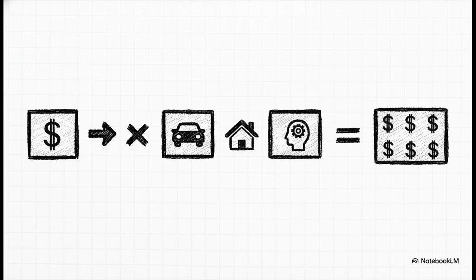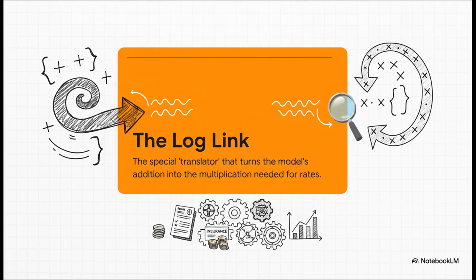So we have a problem here. The model thinks in addition, but the business works in multiplication. That's a pretty big disconnect. And this is where the magic happens. To solve this problem, actuaries use this really clever mathematical trick called a log link.